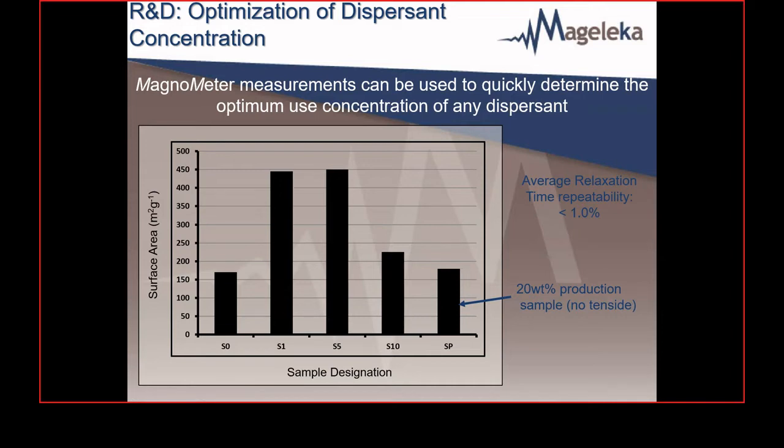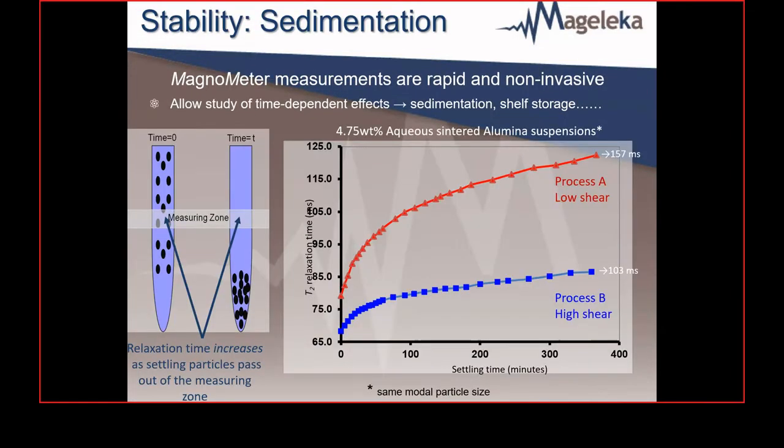Now let's turn our attention to the next stage in production, sedimentation and stability. Now, sedimentation, of course, is simply the time-dependent deposition of particles due to gravity. The higher the density of material, the faster the rate that the particles settle. The bigger the particles, the faster they settle. And it impacts, of course, the storage of suspensions.